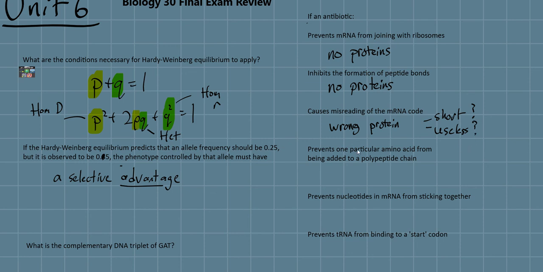If an antibiotic prevents one particular amino acid from being added to a polypeptide chain, so say it just doesn't like leucine, I don't know why, then where we have one being added to the next, being added to the next, and then suddenly this one can't go in because that's its least favorite one, then we end up with something, a short polypeptide chain.